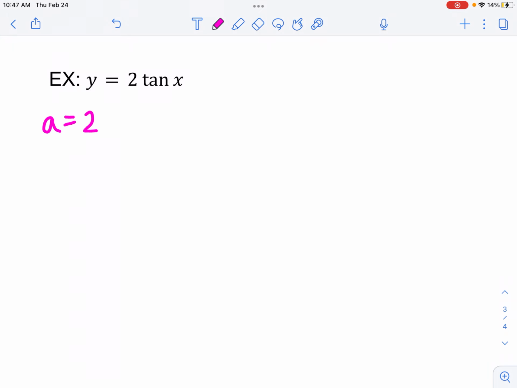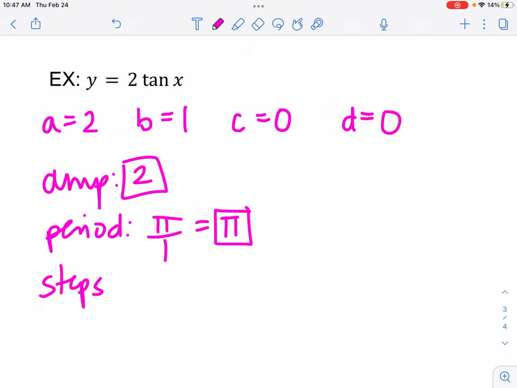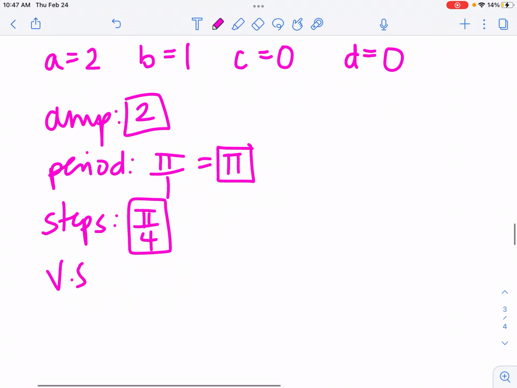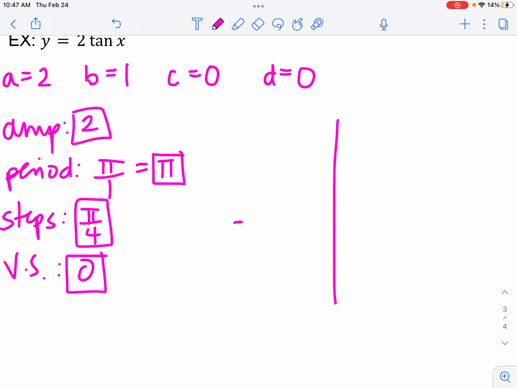My A is 2, B is 1, C is 0, D is 0. So my amplitude this time is going to be 2. It's a little different there, changing things a bit. But now we're going back to a standard period. Pi divided by 1 is just pi. And my steps are going to be pi divided by 4. Vertical shift, still don't have a vertical shift yet. We're easing our way into it. So let's see what happens with this amplitude change.